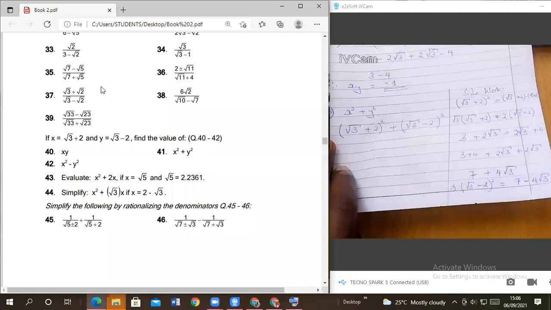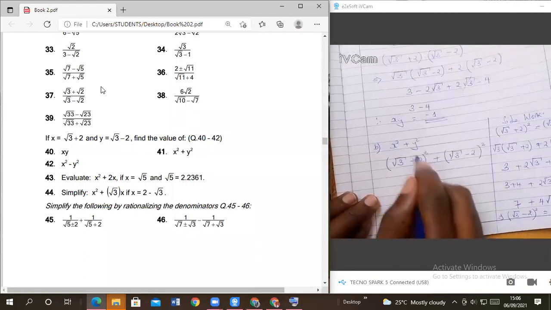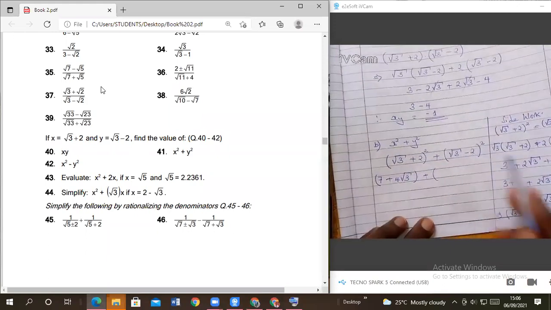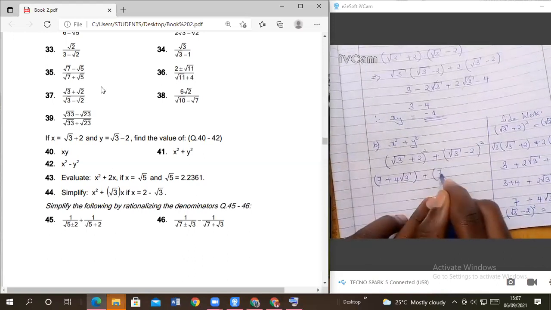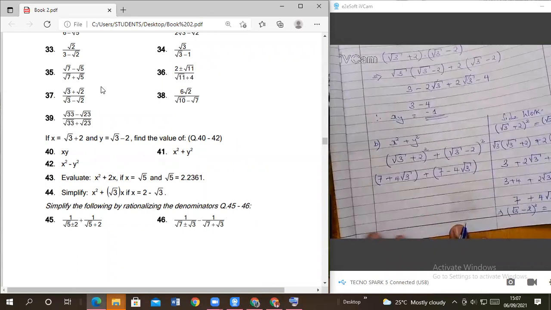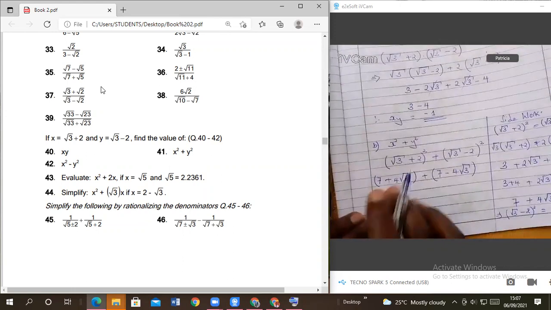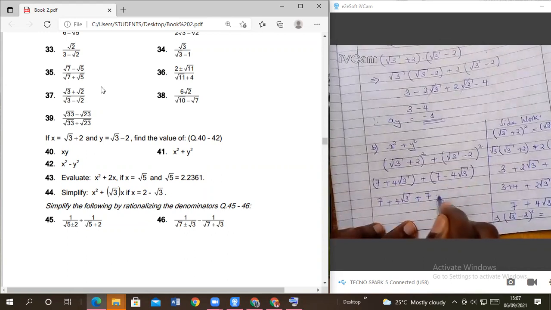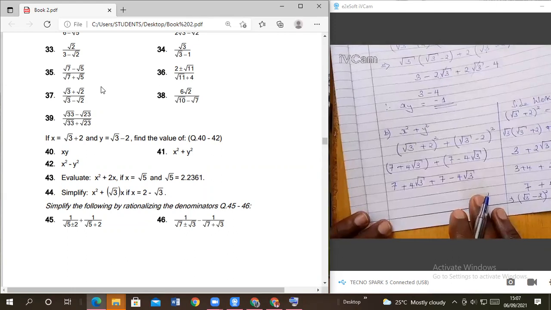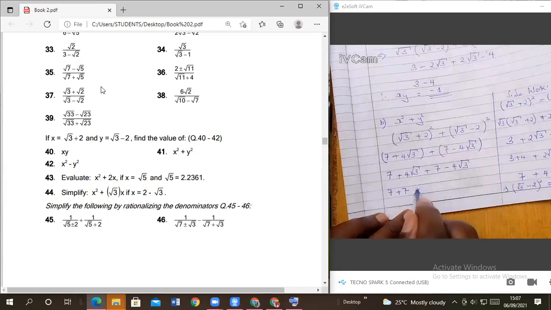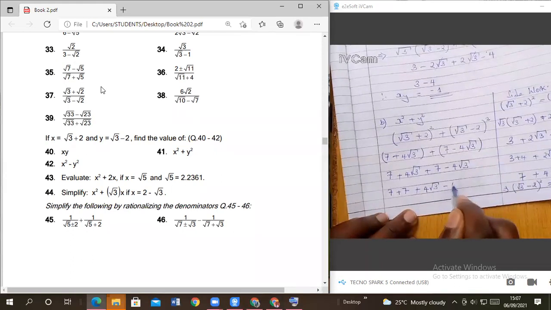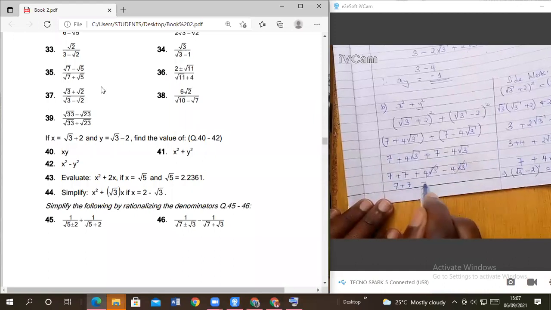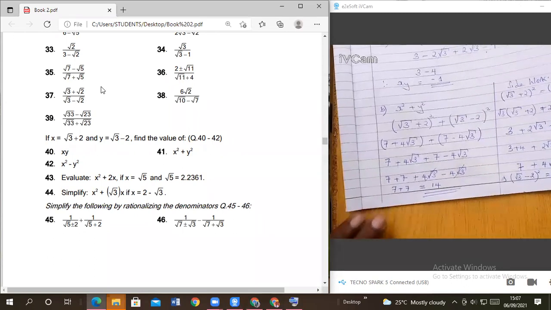Members, are we together? So we got 7 plus 4 root of 3, and when you proceed with this, you see that the only difference is the sign, which is going to change. So 7 minus 4 root of 3. So can we simplify that further? We shall have 7 plus 4 root of 3 plus 7, open that, minus 4 root of 3. Collect the like terms. We shall have 7 plus 4 root of 3 minus 4 root of 3. So the 4 root of 3 and 4 root of 3 will die off. Then it remains with 7 plus 7, which will give us 14. Members, have you seen that?